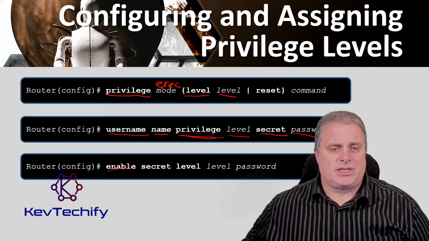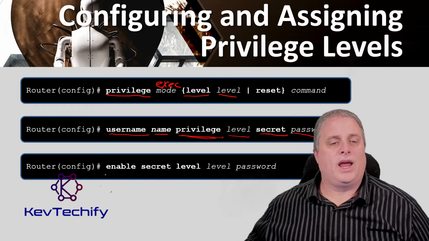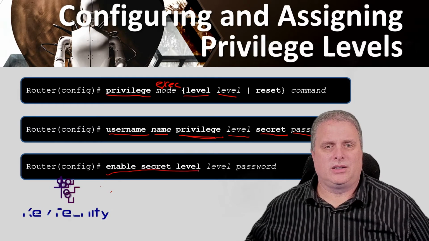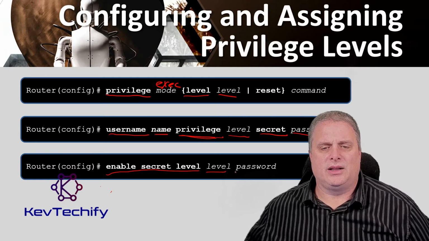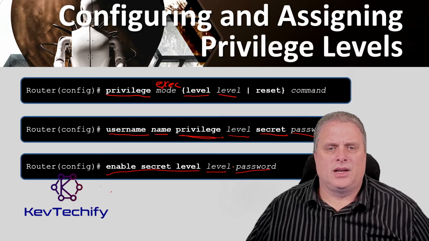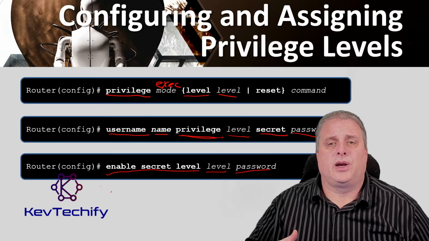The second way to assign a privilege level to a specific exec mode is to use enable secret. So we have enable secret level. That's the command you start with. Then you say what the level is, and then specify the password. Now these are both done in global configuration mode.